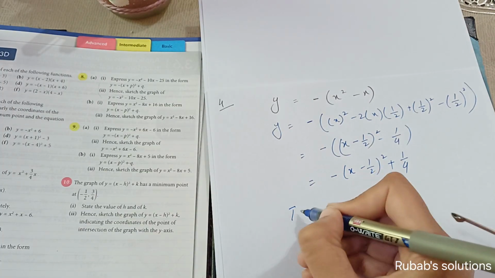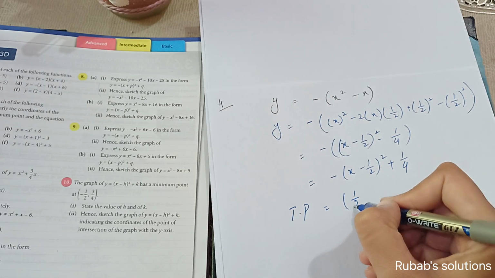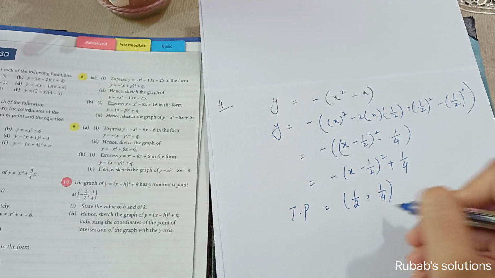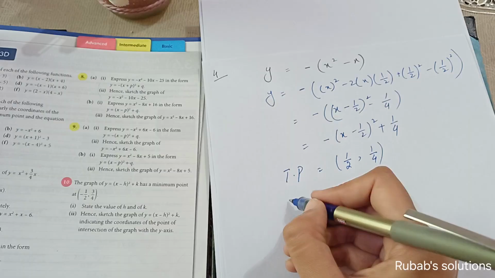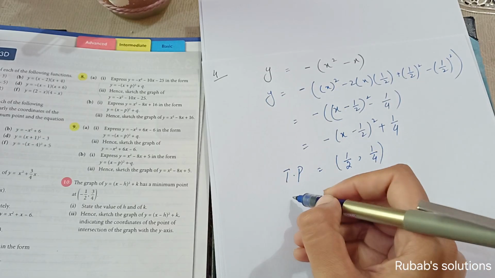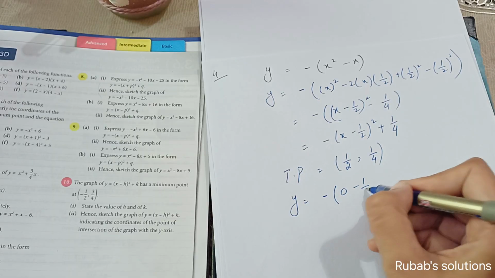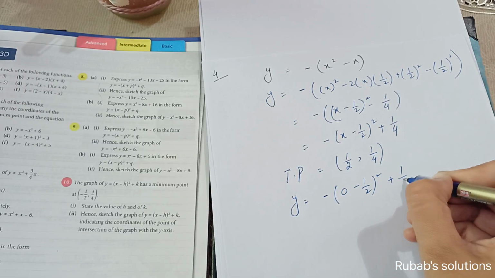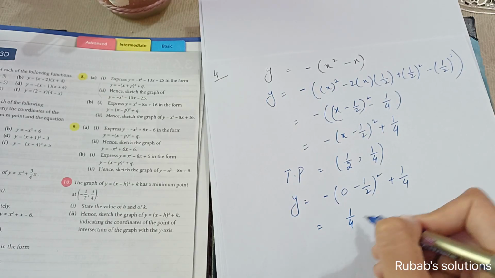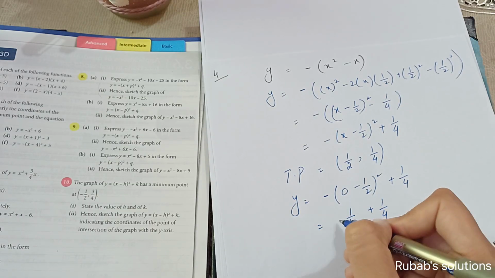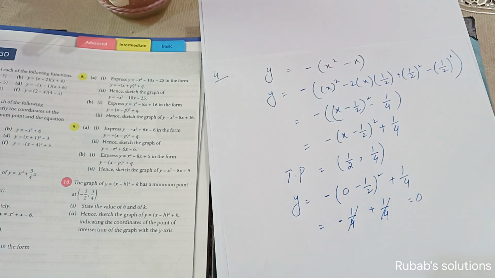Again, this is in p and q form. Turning points will be equal to p and q. P will be equal to 1 by 2 and q will be equal to 1 by 4. And for y, put x is equal to 0. So it will be minus (0 minus 1 by 2) whole square plus 1 by 4. So it will become 1 by 4 plus 1 by 4, and this is minus sign outside the bracket. Cancel. Obviously the answer is 0.